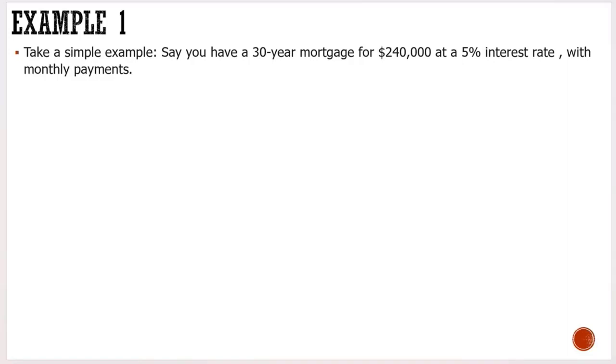In this example, you have a 30-year mortgage of 240,000 at 5% interest rate with monthly payments. Here the payments are done monthly, and your interest rate is 5%.